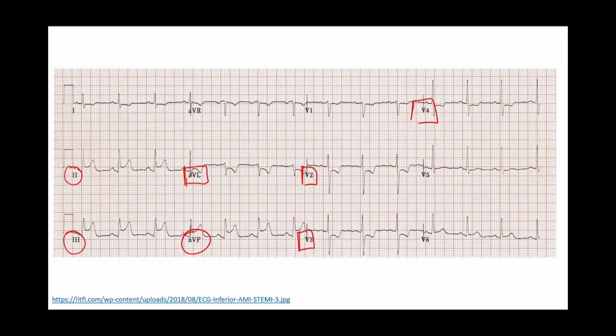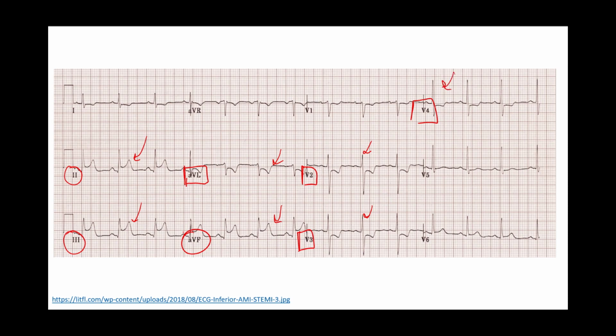Along with the ST elevations are T-wave peakening. It's a little bit harder to tell because the ST lifts up the initial part of the T-wave, but they are peaked in leads 2, 3, and AVF. And then we have T-wave inversions in AVL, V2, V3, and V4.